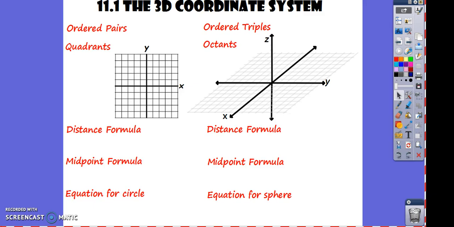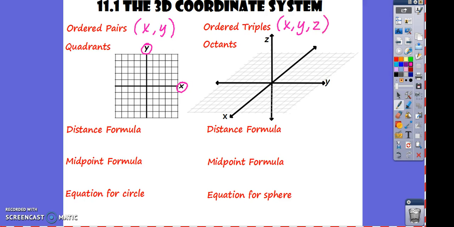So to start out the 3D coordinate system, I'm just going to compare it to our old 2D coordinate system that we know so much about. So we know that in the 2D coordinate system we have ordered pairs. We have x comma y that we graph on an x and a y axis. But when we move to 3D, obviously we're going to need 3 coordinates. We call those ordered triples. And we call them x, y, and z just to add that height element.